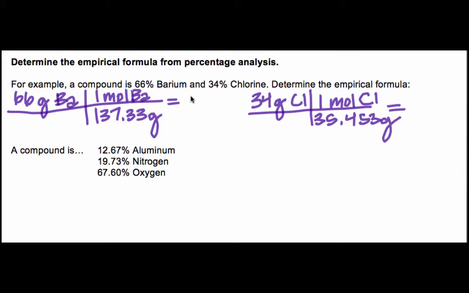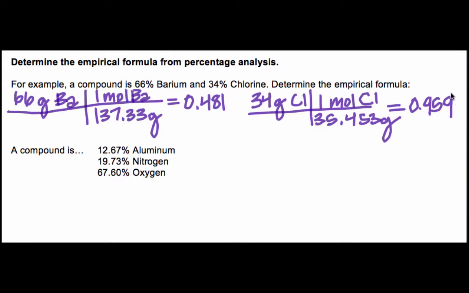Okay, I'm going to go out to about 3 decimal places. So for barium, I got 0.481 moles. I don't have space to write that all down, but you can go ahead and write that down. For chlorine, I got 0.959. This might be slightly different depending on the periodic table that you're using.